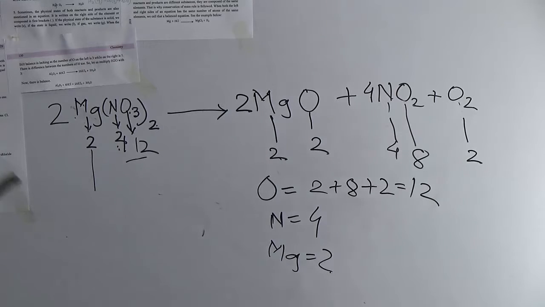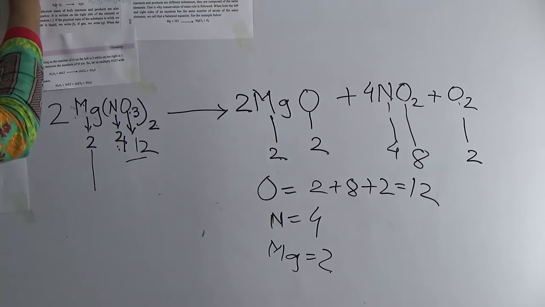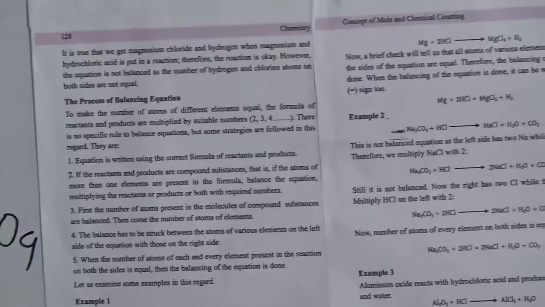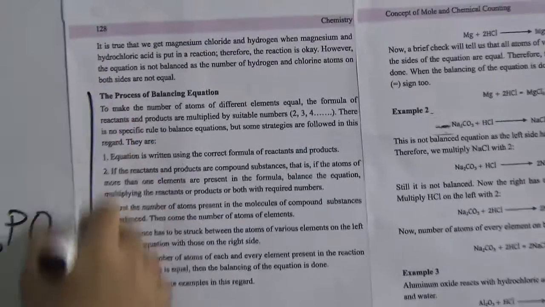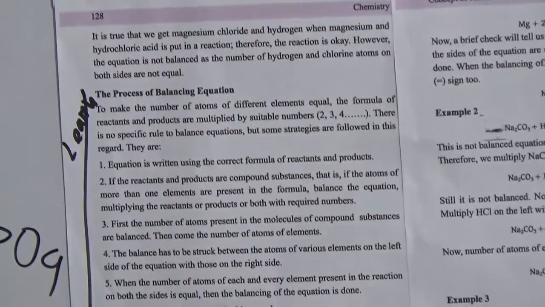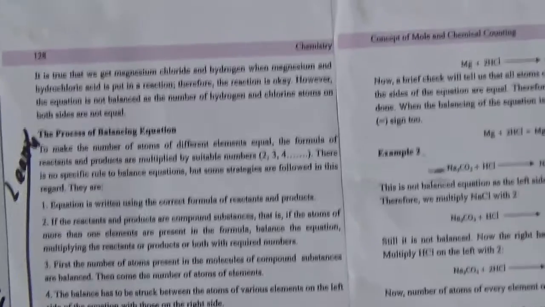And there are some rules, that you have to learn. The rules from page number 100 that we have to learn, and rules from page number 128 that you have to learn. The total rules you have to learn.